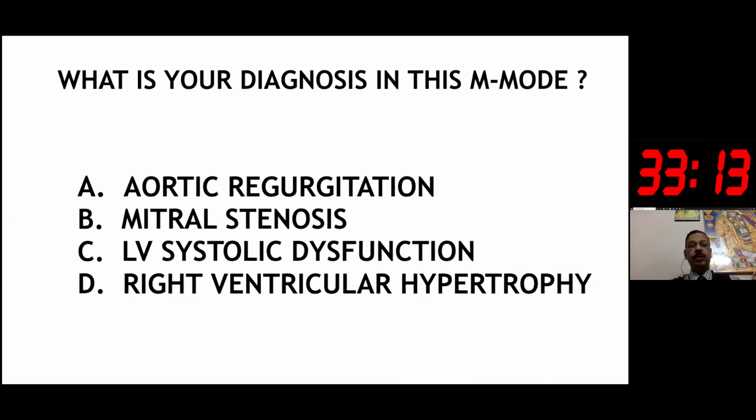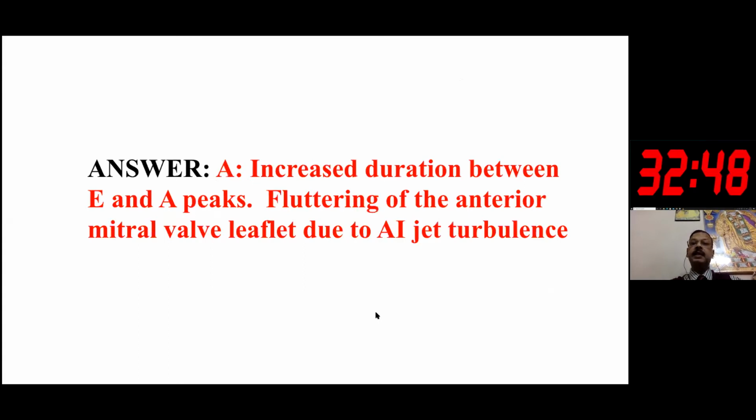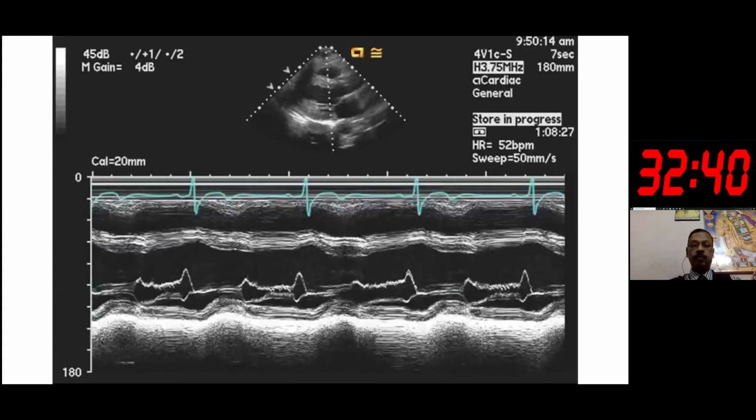And the voting window is on. Once after 10 seconds, it will give the audience response. Yes, the majority has given aortic regurgitation, and the answer is obviously correct. It is aortic regurgitation because of the increased duration between the E and A peaks and fluttering. If I go to the option, there is an increased difference between the E and A peaks, and there is a fluttering of the anterior mitral leaflet.